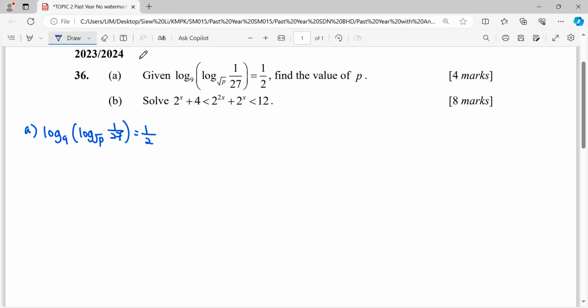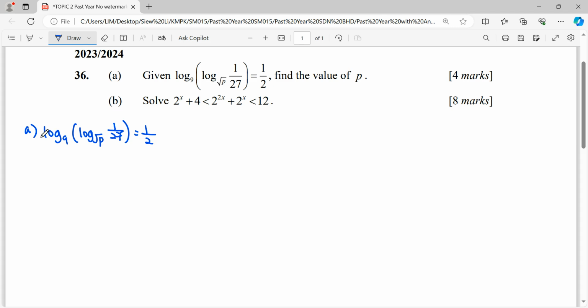For this question, given log base 9 of [the item here] in terms of log with the base square root of p, 1 over 27 equals 1 over 2. Find the value of p. So first of all, we simplify this log in terms of log.